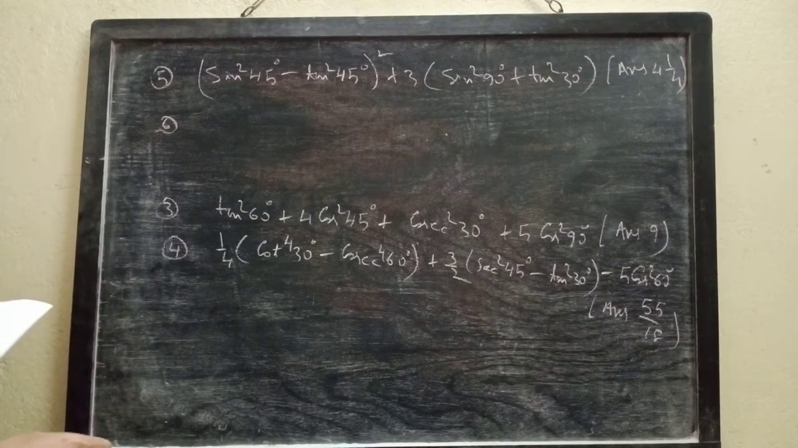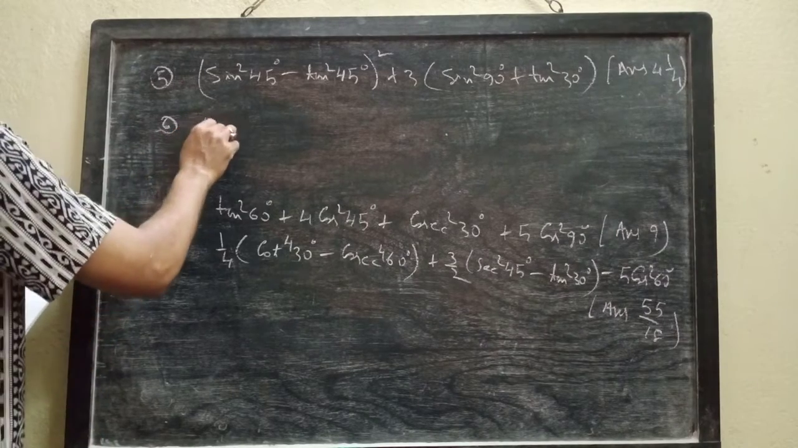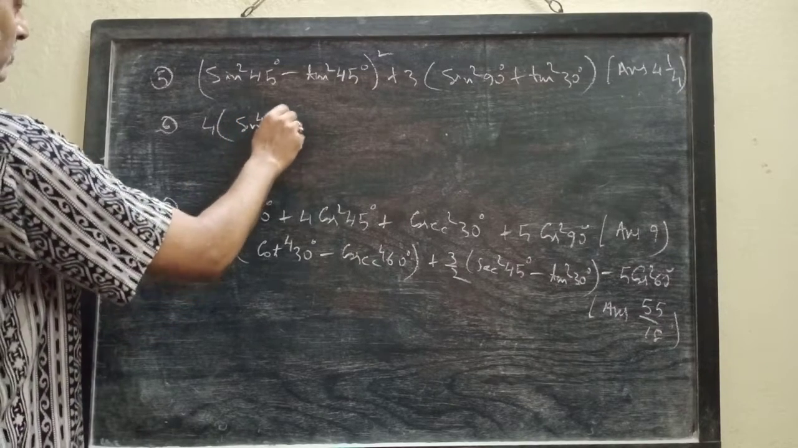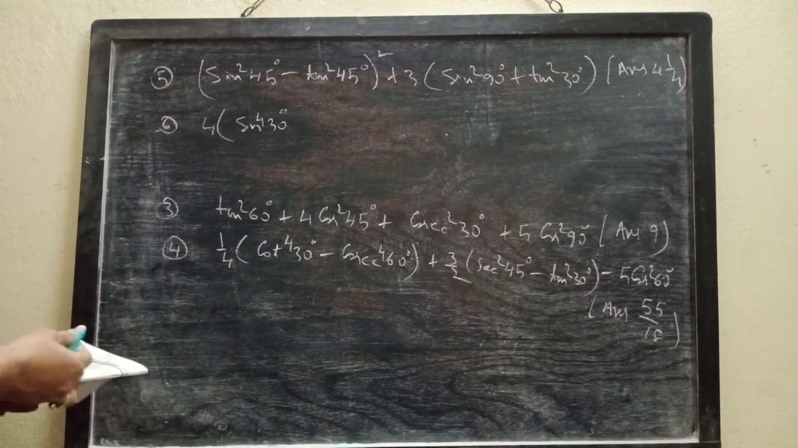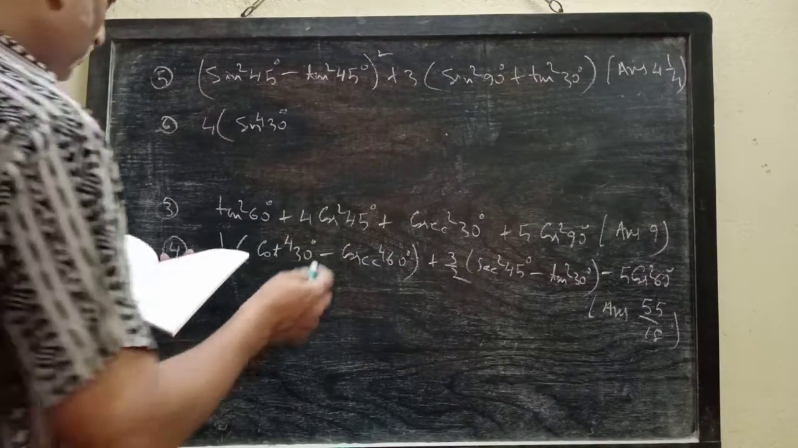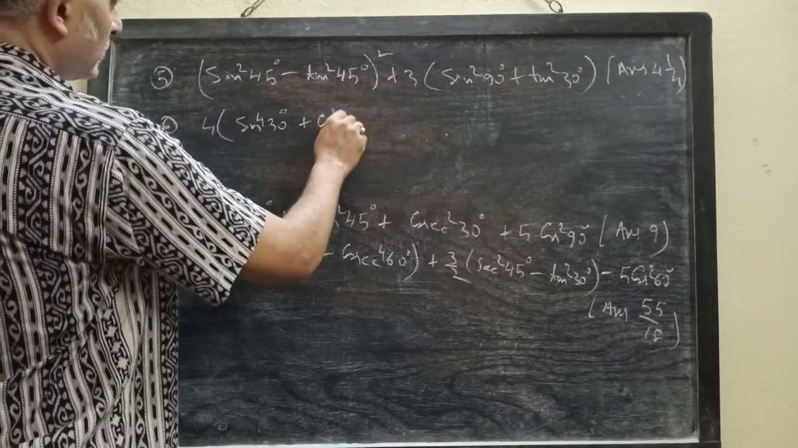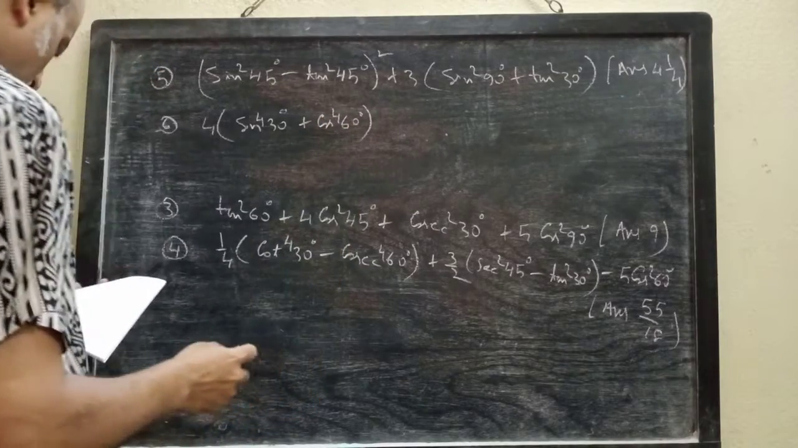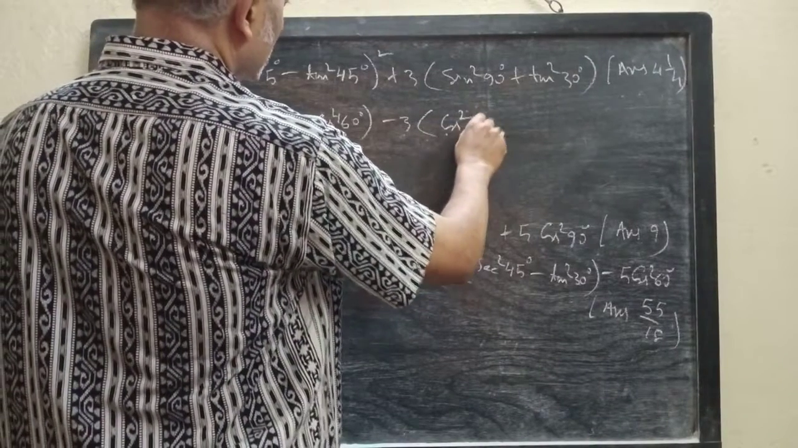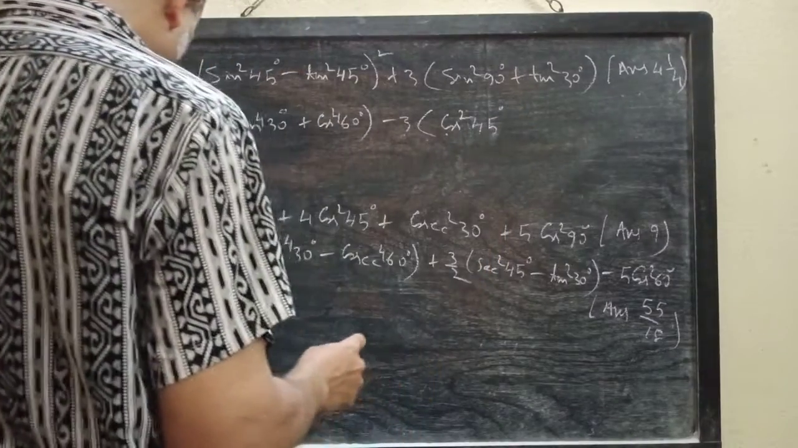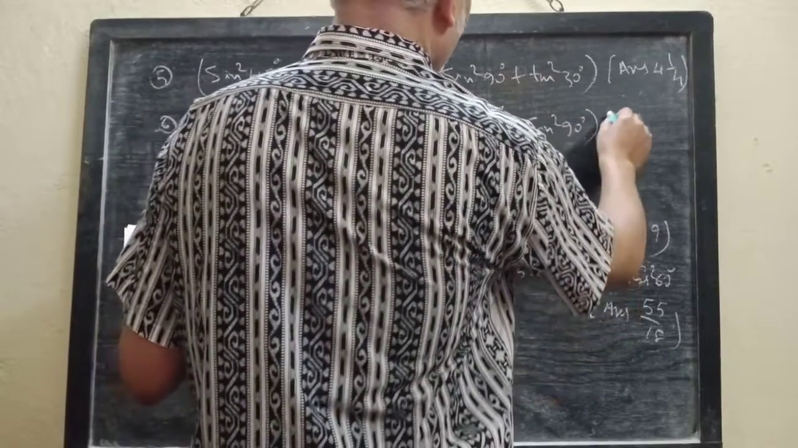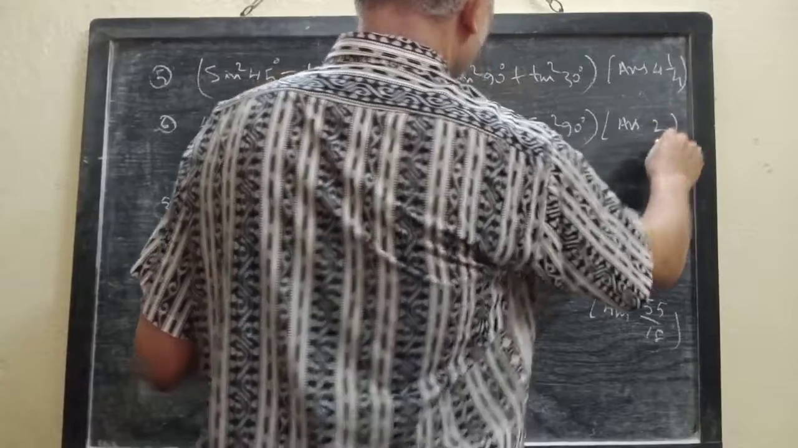So the last homework. 4 within bracket sin to the power 4 30 degree plus cos to the power 4 60 degree minus 3 into within bracket cos square 45 degree minus sin square 90 degree. Its answer is 2.